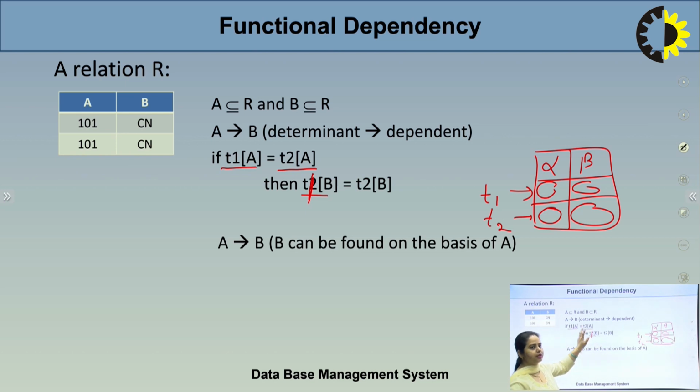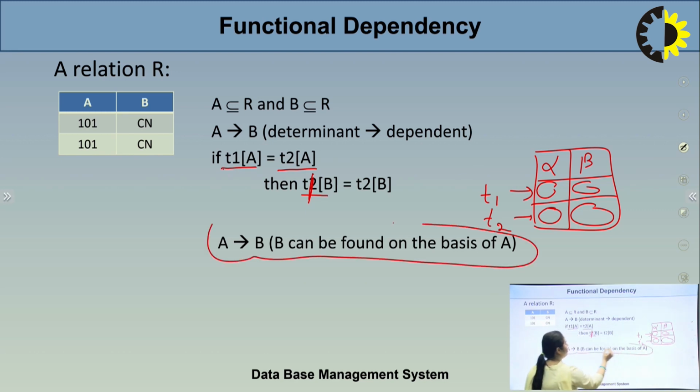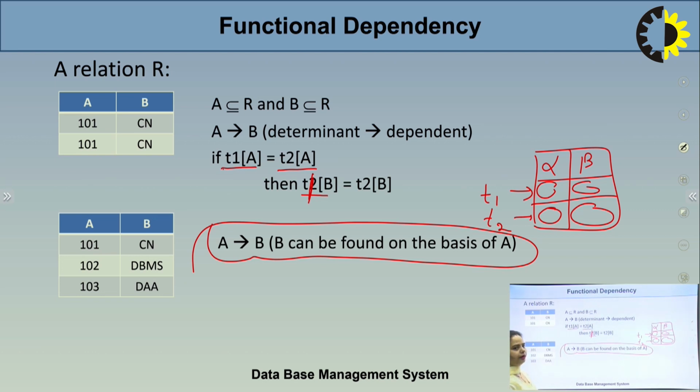That's why it is known as functional dependency. This is the technical definition of functional dependency. If A tends to B, then if T1 of A is equal to T2 of A, then T1 of B must be equal to T2 of B. So we can also read it as B can be found on the basis of A. This is the functional dependency.